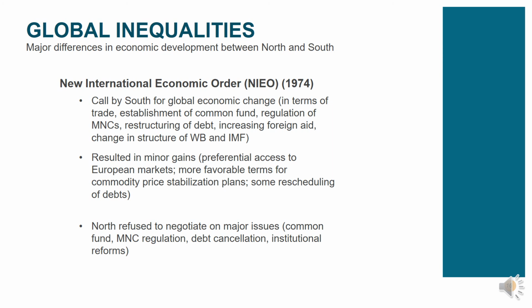For global inequities, there is a major difference in economic development between North and South. A New International Economic Order in 1974 was called for by the South for general economic change in terms of trade, establishment of a common fund, regulation of multinational companies, restructuring of debt, increasing foreign aid, and change in the structure of the World Bank and the International Monetary Fund. The result was minor gains: preferred access to European markets, more favorable terms for the commodity price stabilization plan, and some rescheduling of debts. Northern reformers refused to negotiate on major issues: common funds, multinational regulations, debt cancellations, and institutional reforms.